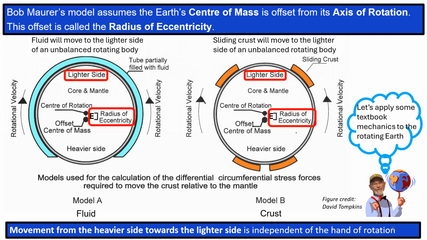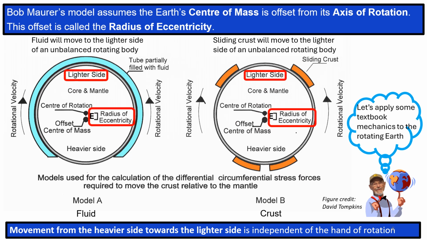Well, Bob's reaction to all this is to propose his own model based on his own understanding of engineering and his understanding of fluid dynamics. So he's taken, on the left-hand side here, an experiment that's done with a tube partially filled with water, with a fluid, and if you rotate that tube in either direction, the fluid on the outside of the tube will move from the heavier side to the lighter side.